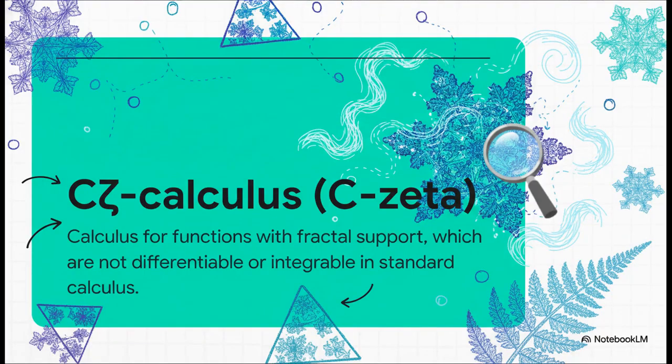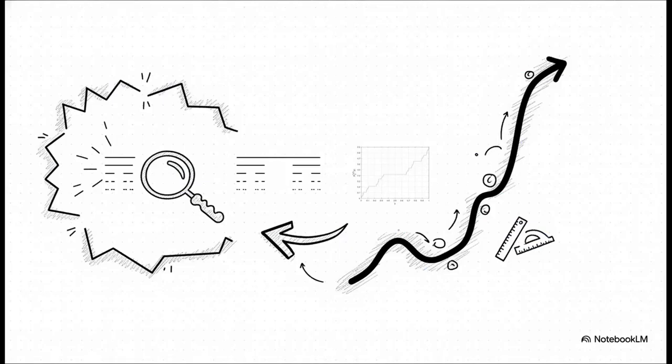And believe it or not, scientists have built one. It's called CZ calculus. Think of it as a custom-built toolkit, designed from the ground up for one specific tough job: to do math on functions that only exist on those scattered leftover points of a fractal. Now, this is the really clever part. At the heart of this new calculus is a brilliant trick.